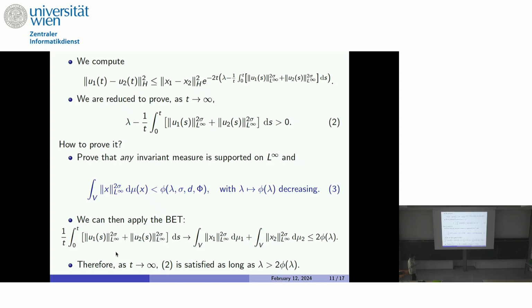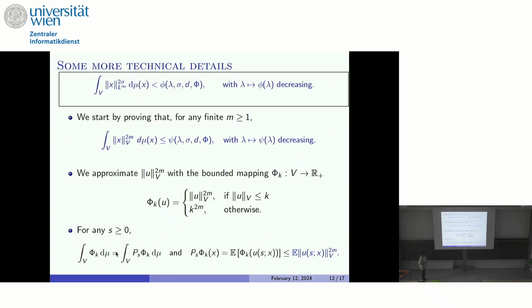So the crucial estimate to prove is this one. Let's say all the technical part concerns the proof of the fact that the invariant measure is supported in L infinity, and we have good bounds on this moment. So what is the idea of the proof? In the proof, we use both the Hamiltonian structure of the equation, so we work with the energy functional and the mass functional, and we also use the dispersive behavior of the nonlinear Schrödinger equation, so we use the Strichartz estimate.